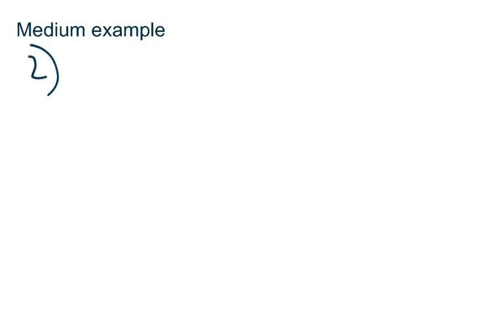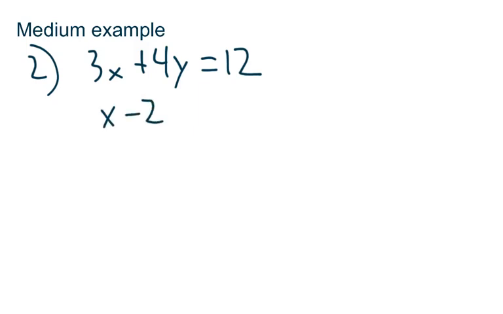Let's say we had 3x plus 4y equals 12, and then the second equation is x minus 2y equals negative 6. Now, what makes this a quote-unquote medium example is the fact that we don't have y equals or x equals as one of the equations. So we need to make that happen.